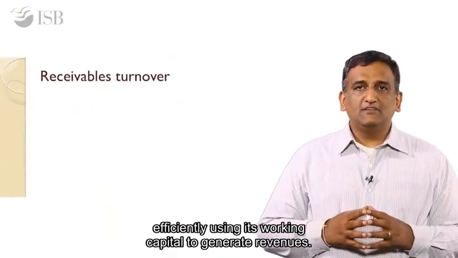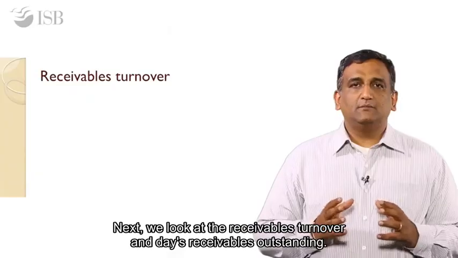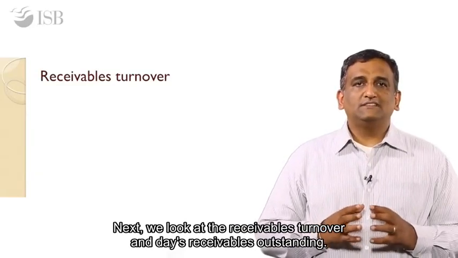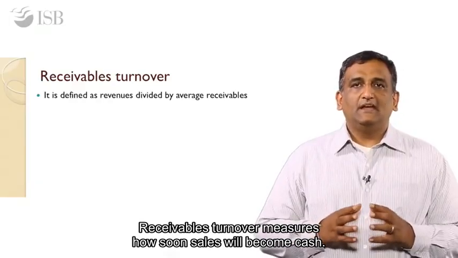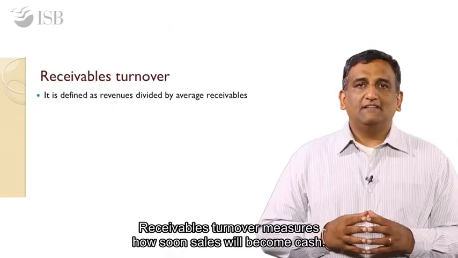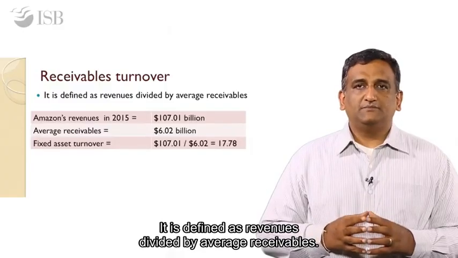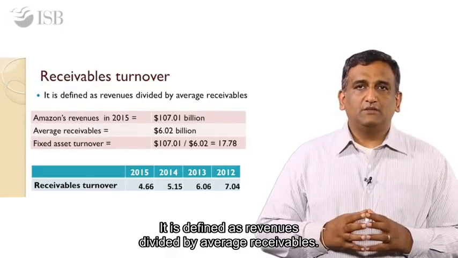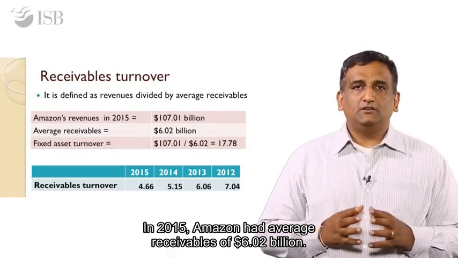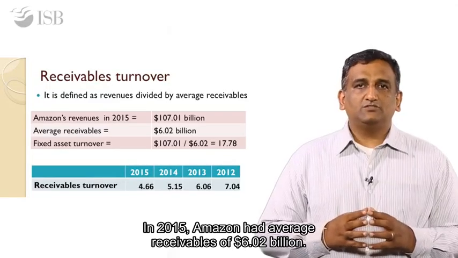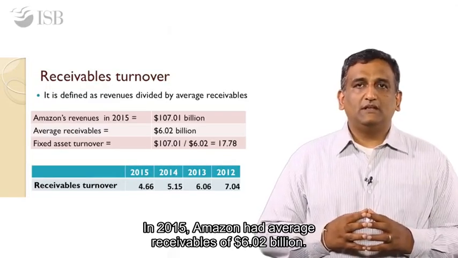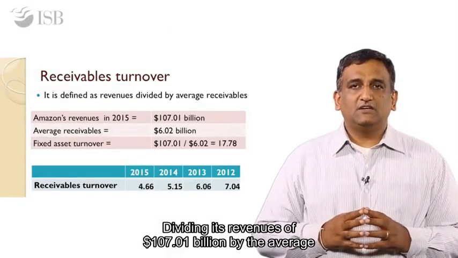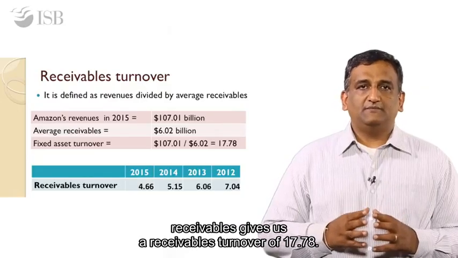Next, we look at the receivables turnover and days receivables outstanding. Receivables turnover measures how soon sales will become cash. It is defined as revenues divided by average receivables. In 2015, Amazon had average receivables of $6.02 billion. Dividing its revenues of $107.01 billion by the average receivables gives us a receivables turnover of 17.78.